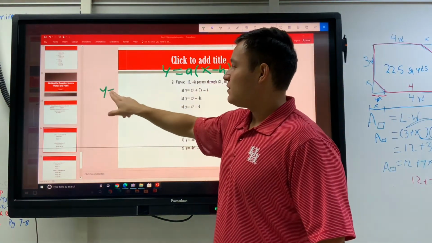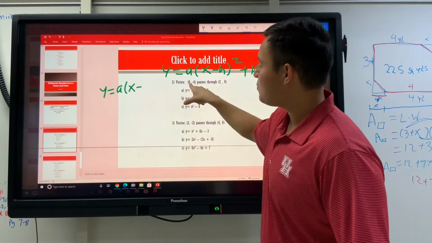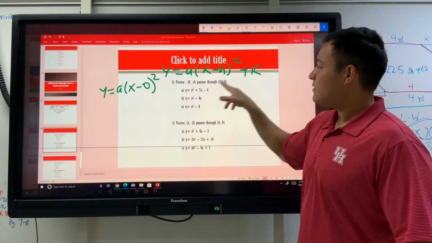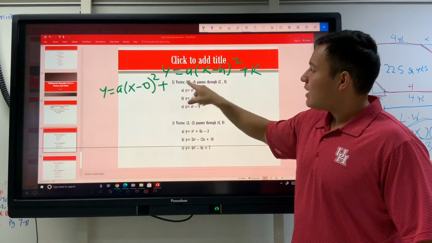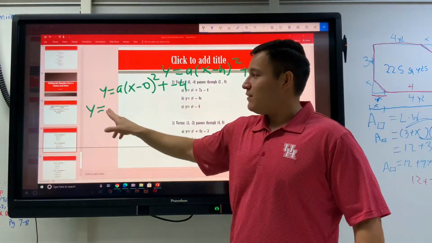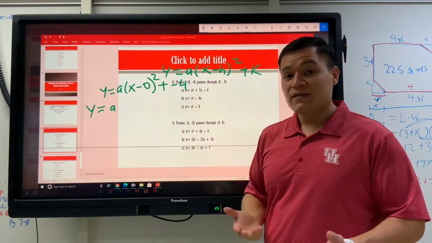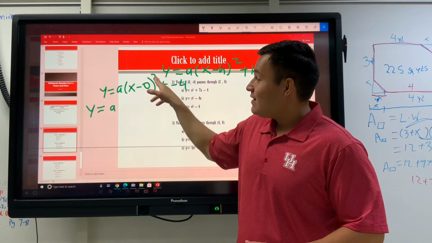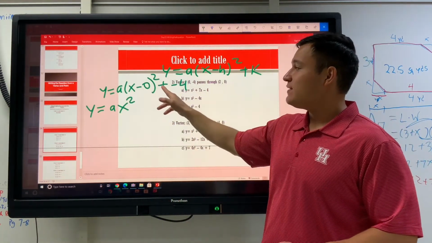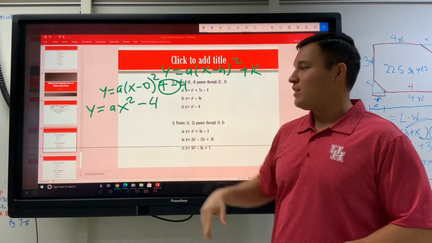Y equals a(x minus h, which is 0) squared, plus k, which is negative 4. And then I'm going to simplify this. X minus 0 is just x. So then the only thing that we're squaring is x. And then we have a plus a negative 4. When you have a plus and a negative, it's just the same thing as writing minus 4.